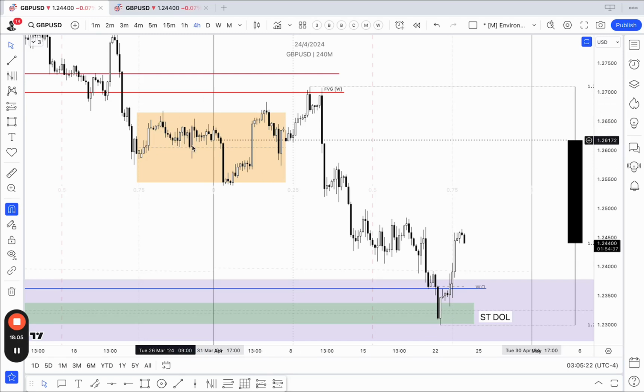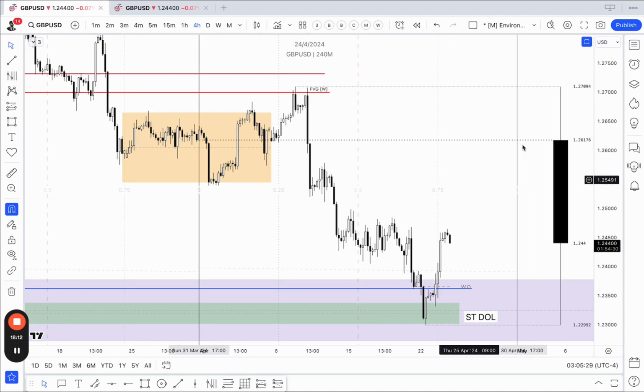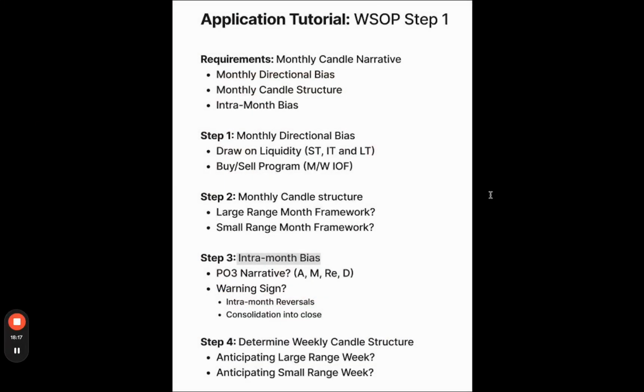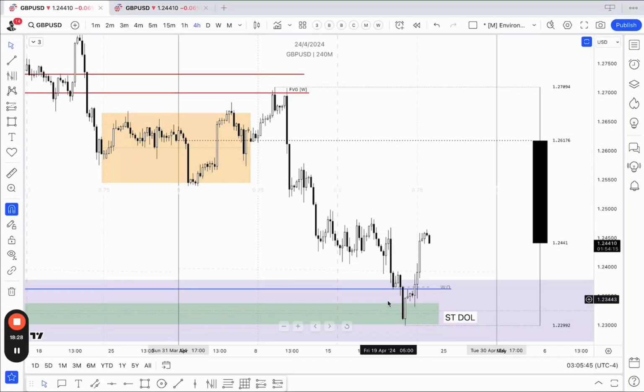But generally at the end of a candle and at the start of the candle, it starts to accumulate for the Power 3 narrative, right? From the open, high, low, close. So if it's at that Power 3 stage of accumulation, we anticipate a small range week. So what does that look like? Let's say we've anticipated a small range week now.